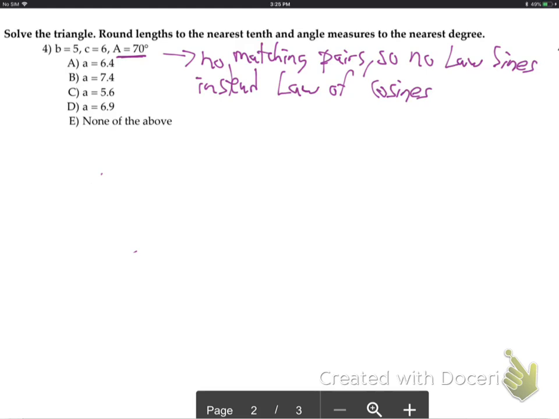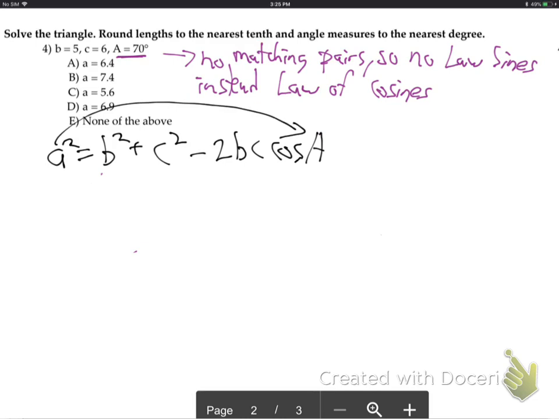So let's do that. A squared is, remember the law of cosines? Any side squared is the other two sides squared, like Pythagorean kind of, minus 2 times those other two sides times the cosine of what angle? A, yeah. The angle opposite what you started with. Start with A, you end with cosine A.